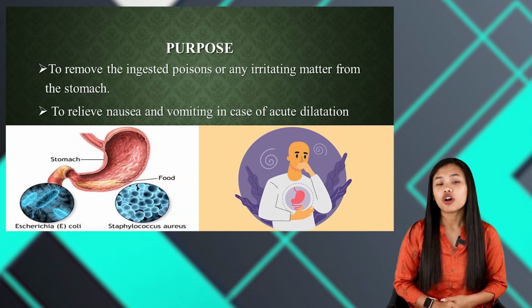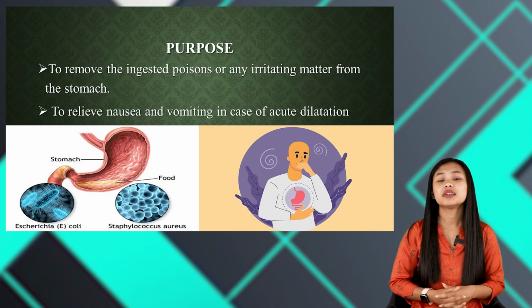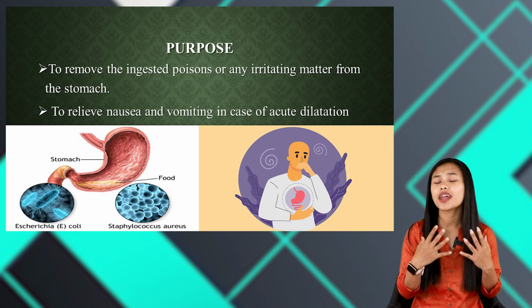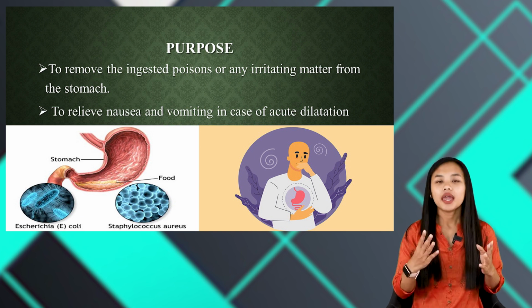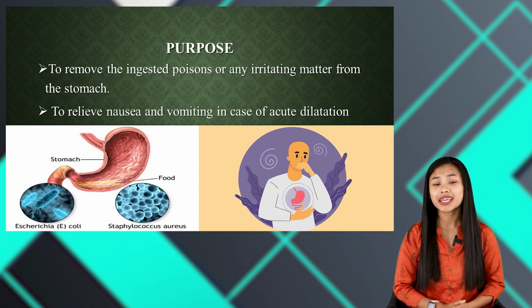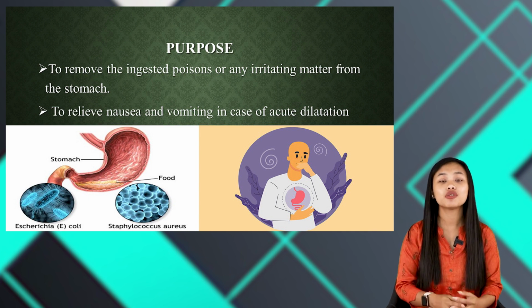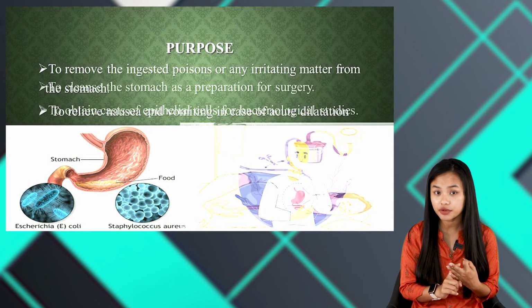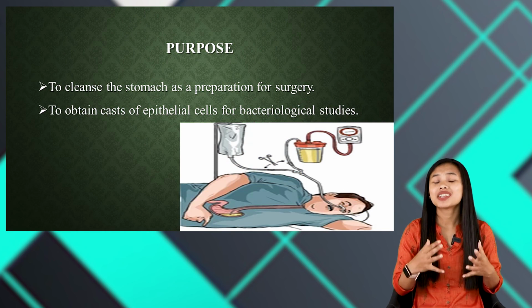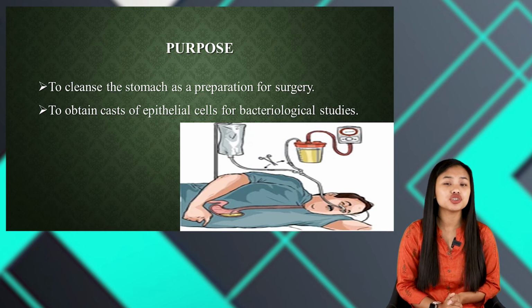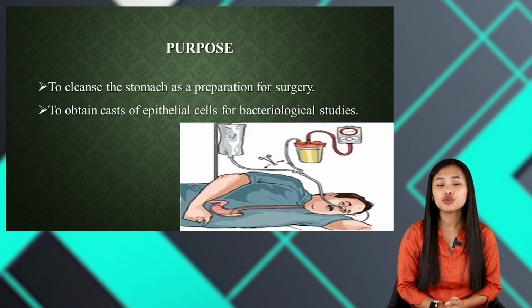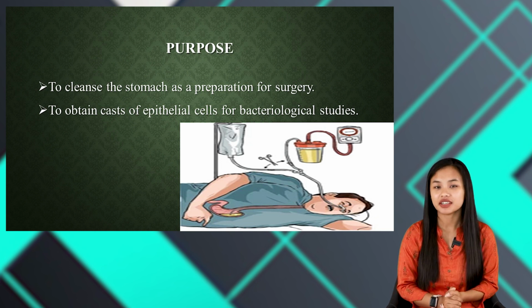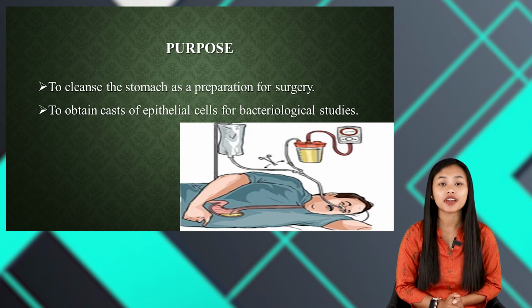So what is the purpose of gastric lavage? As I've repeatedly been saying, this is mainly done in order to remove the ingested poison or any irritating matter from the stomach. It can also be used to relieve nausea and vomiting if a patient is suffering from acute dilatation of the stomach, from pyloric stenosis, or even from intestinal obstruction. If required, it can also be used to cleanse the stomach of the patient before any surgery is performed. And it can also be used to obtain casts of epithelial cells for performing bacteriological studies. So these are the various purposes of gastric lavage.